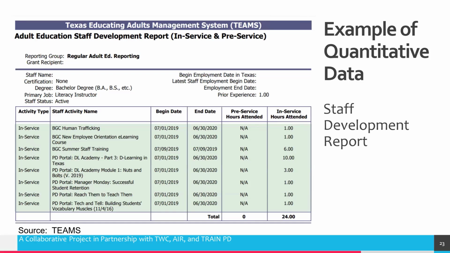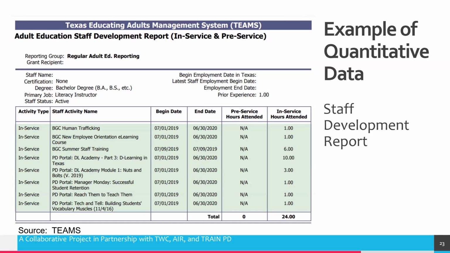Okay, I see 5. I see clapping, a thumbs up, raise your hand. Awesome. So we have going up. Very good. Thank you. So on the screen is a sample of one. It's a form of quantitative data available to you from Teams. This is a staff development report. So this is just a part of it. And this report provides PD activities for everyone in your program. This information is entered by your PD coordinator or your data entry person.